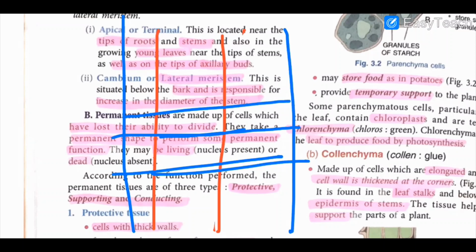Now, according to the function performed by both of these, we can conclude by saying that both of these have main functions, and their main functions are only to grow, be it in length or in diameter. That's why they're subtypes of meristematic tissues. Perfect. So with this, we come to an end of the meristematic tissues. Now let's move on to the second type.